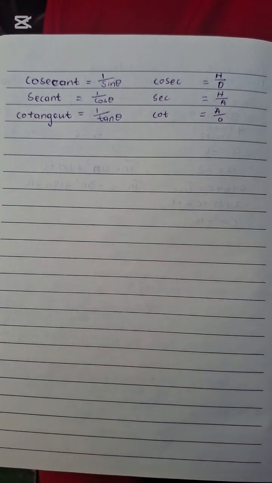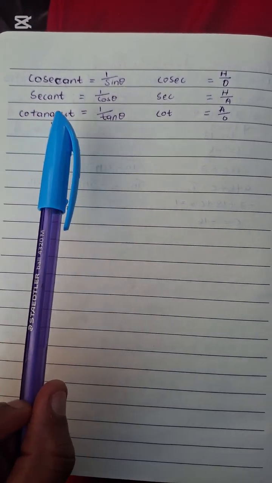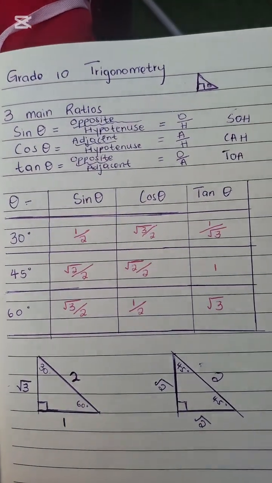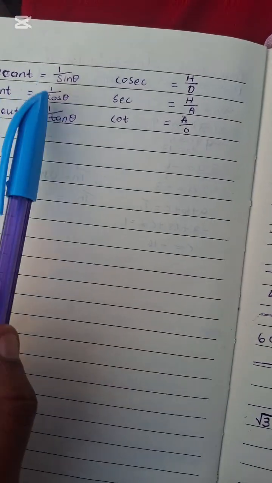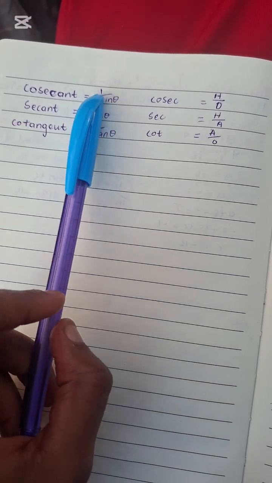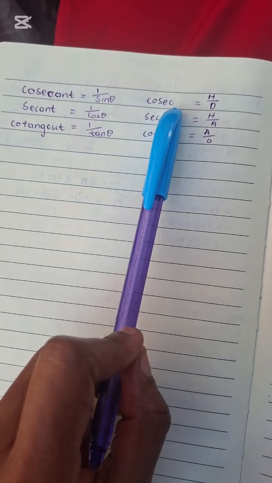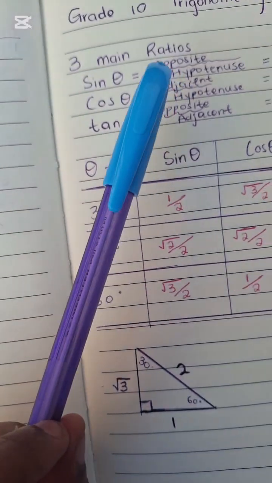The other thing you need to know is these three ratios, which are basically the opposite of the previous ratios that you already knew, which is sine theta. The opposite of sine theta is called cosecant, which is 1 over sine of theta. It's called cosec, which is basically the opposite of everything you were doing here.